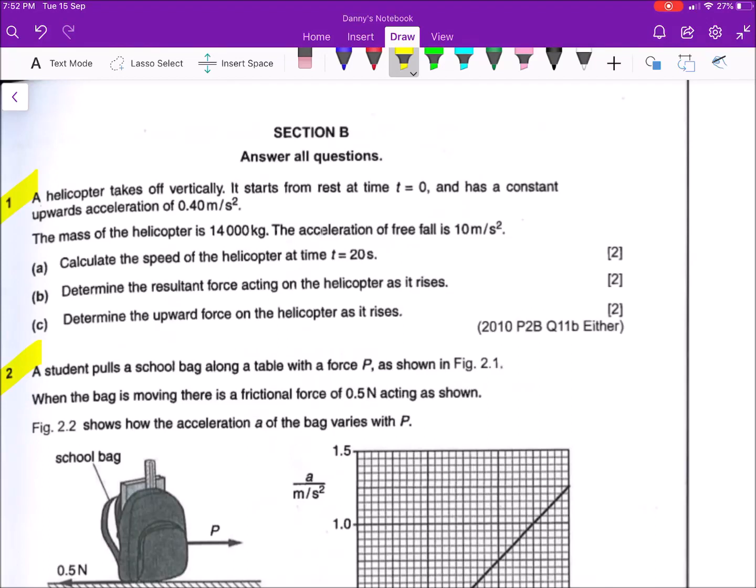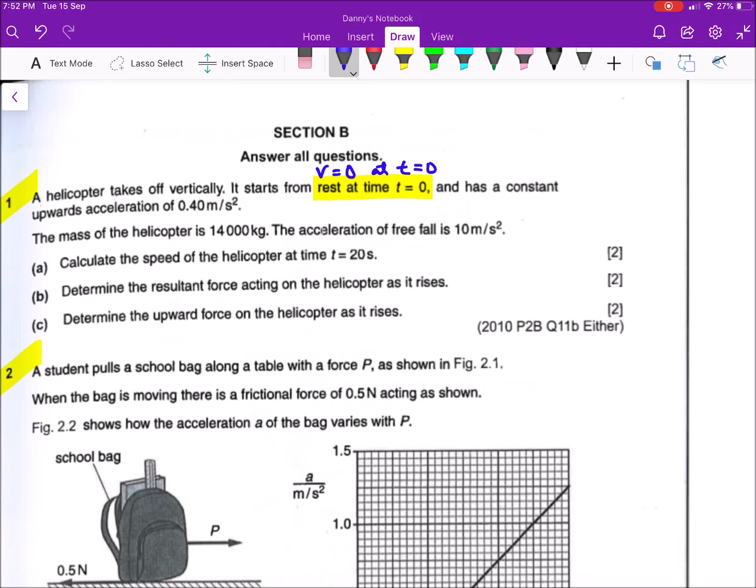So now let's look at the next question, which is about this helicopter taking off vertically. This question actually combines a bit of kinematics and forces. At the very beginning, they tell you that time is 0 and it is at rest. So it means that your velocity is basically 0 at time equals to 0.